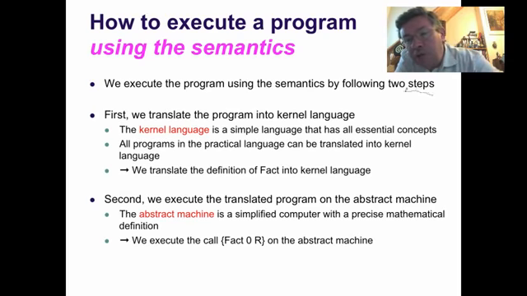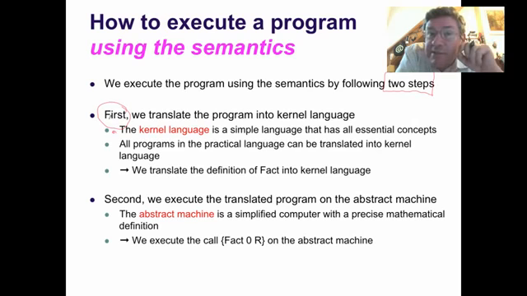To do that, we have to follow 2 steps. The first step is to translate the program into the kernel language. The kernel language is a simple language that contains all the essential concepts of a paradigm. It's simple because that means later when we do the execution, it will be simple. And all programs in the practical language can be translated into the kernel language. So what we're going to do then is translate the definition of fact into the kernel language. The second step, after this, is to execute the translated program on the abstract machine.